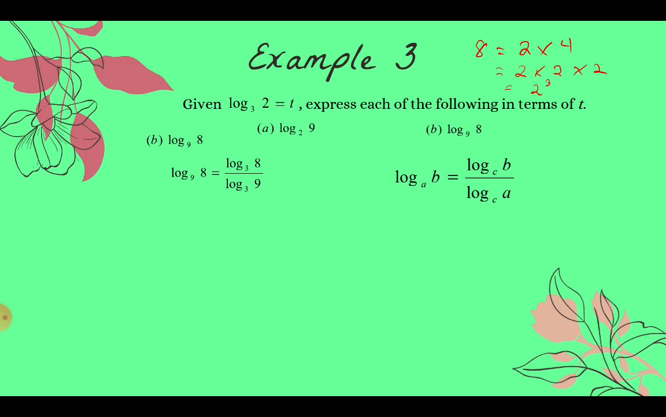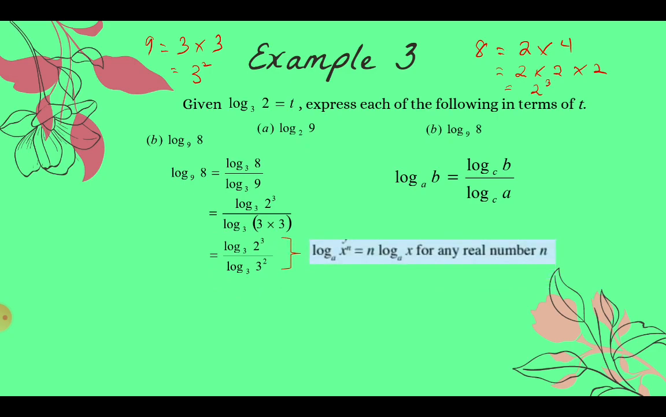Again, how can we find 9? Of course, 9 can be found by 3 times 3, again 3 squared. Okay, so let's look at the next step. Log 8 base 3 is actually log 2 to the power of 3 base 3, and log 9 base 3 is actually log 3 squared base 3. So here we can see that this is the power law, so the index will be in front of the log. So we have 3 log 2 base 3 over 2 log 3 base 3.